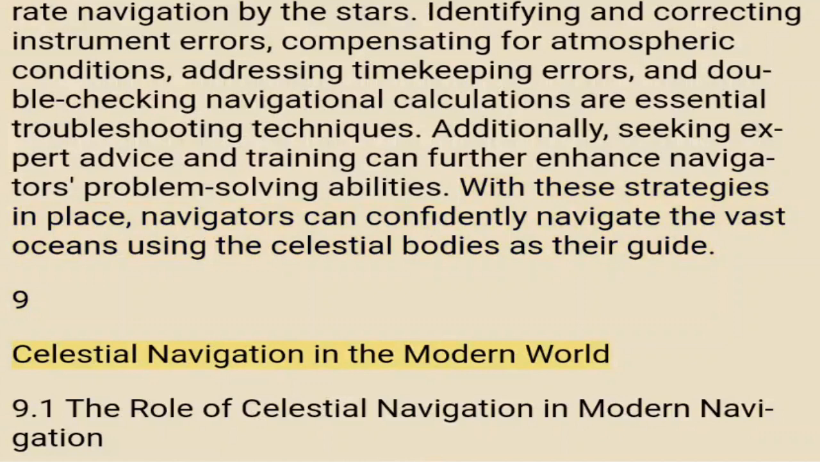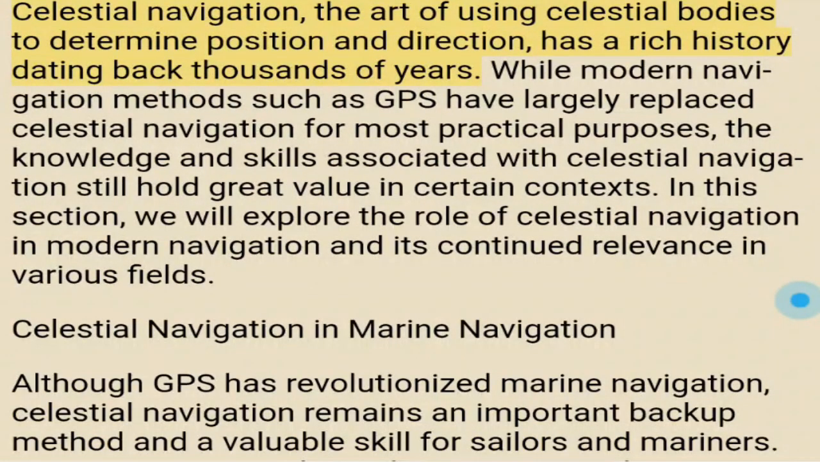9. Celestial navigation in the modern world. 9.1 The role of celestial navigation in modern navigation. Celestial navigation, the art of using celestial bodies to determine position and direction, has a rich history dating back thousands of years. While modern navigation methods such as GPS have largely replaced celestial navigation for most practical purposes, the knowledge and skills associated with celestial navigation still hold great value in certain contexts.